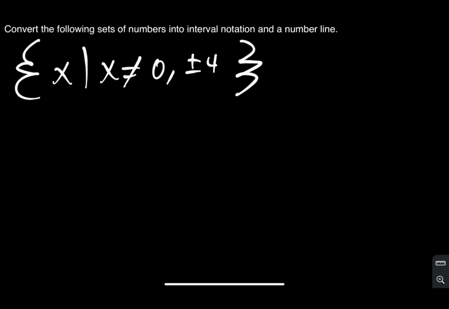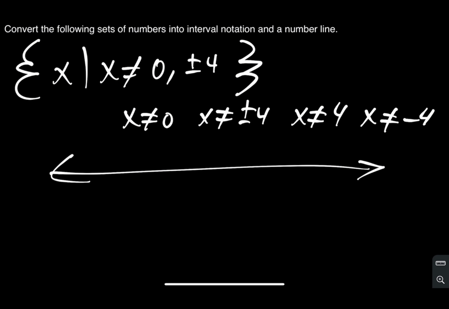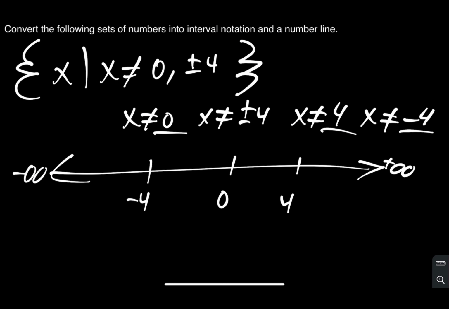So for this equation, we have x cannot equal 0 and x cannot equal plus or minus 4. So we can write that as x cannot equal 4 and x cannot equal negative 4. So let's draw a number line. So we have negative infinity, positive infinity. We have the values 0, 4, and negative 4. So we know that x cannot equal these values, so we can write a hollow point on each of these values.